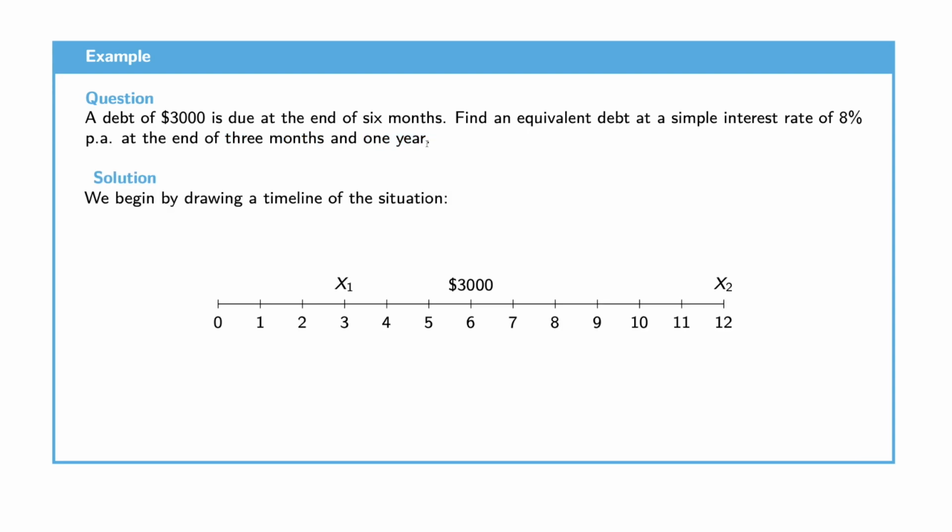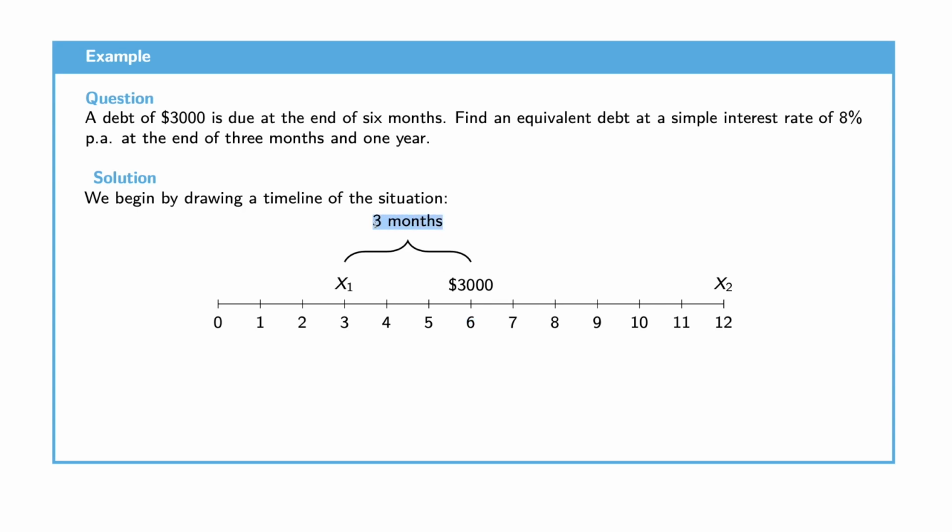So let's first draw a diagram of the situation. What we have is our $3,000 payment at time 6. We have one possible payment, X1, at time 3 months. And then we also have the other possible replacement payment due in 12 months' time, or equivalently 1 year's time, labeled X2. The first thing we have to do is find the difference in time between X1 and the $3,000, which is simply 3 months.